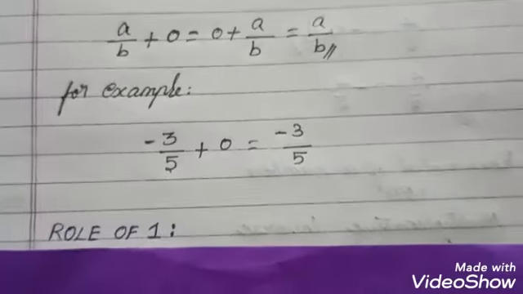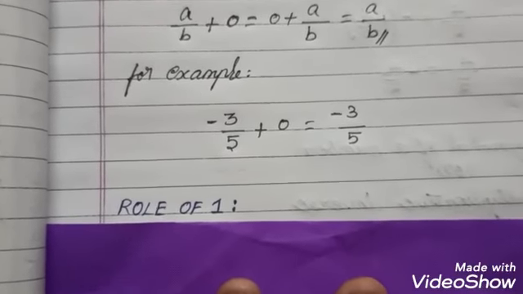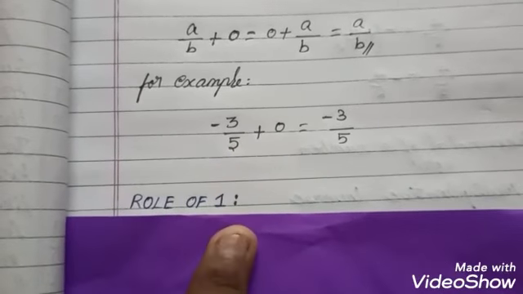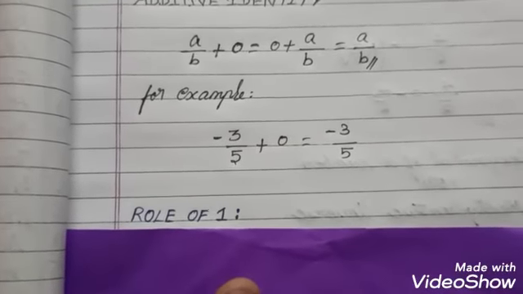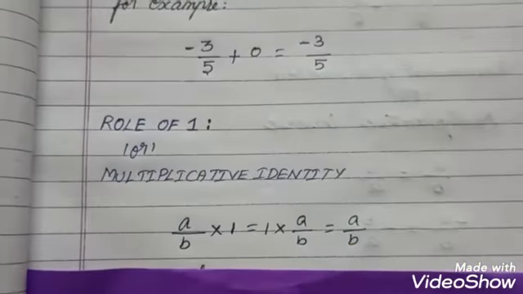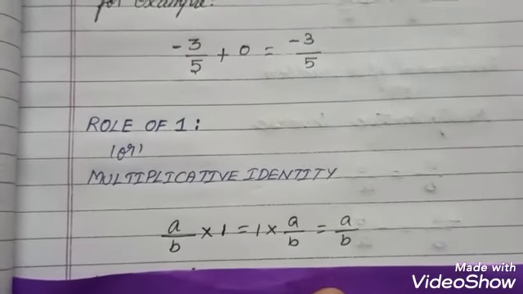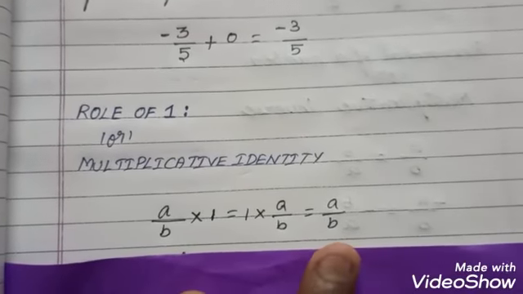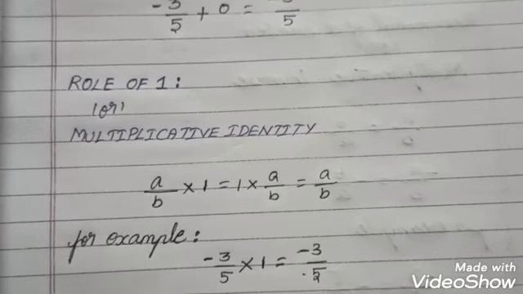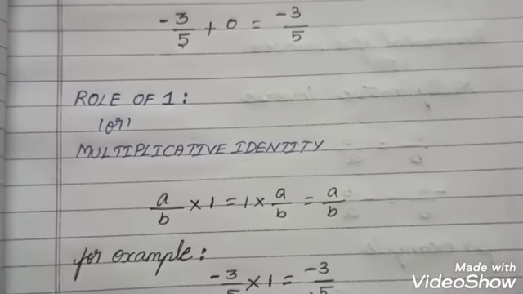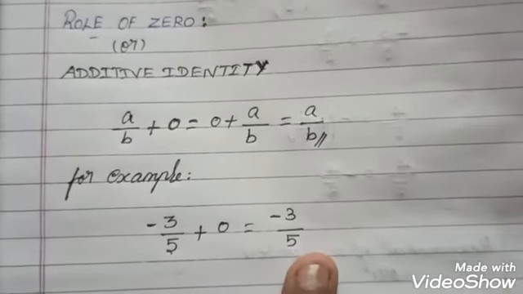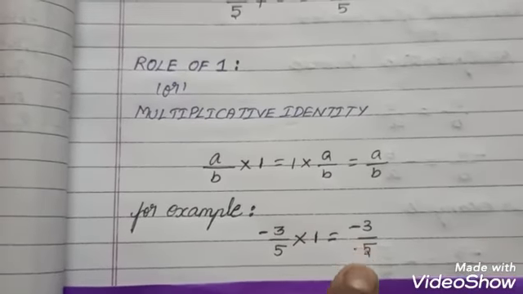And next we get the role of 1. In the same way, role of 0 is in addition; role of 1 is in multiplication. So the role of 1 can be written as multiplicative identity. It can be written as a by b into 1 or 1 into a by b. You get a by b. For example, minus 3 by 5 multiplied with 1, you get minus 3 by 5. Here you have to see the results are the same. Minus 3 by 5 gives minus 3 by 5 only.